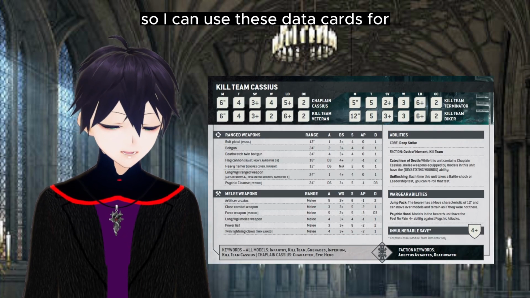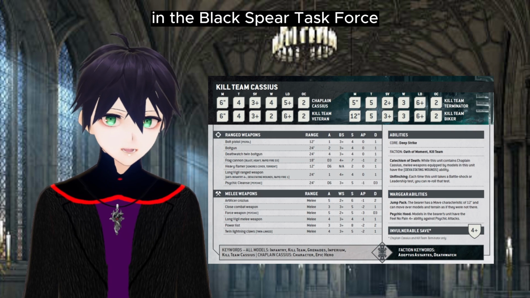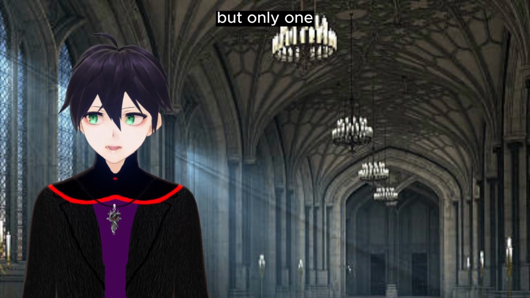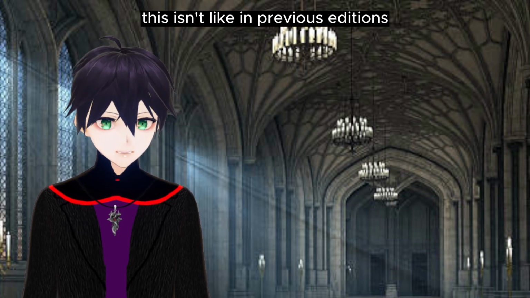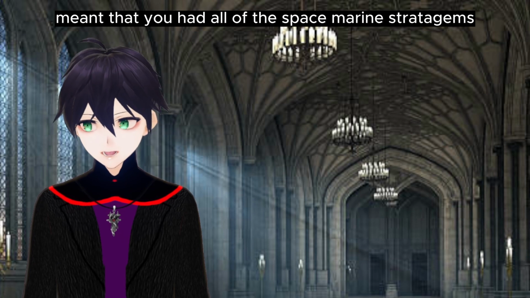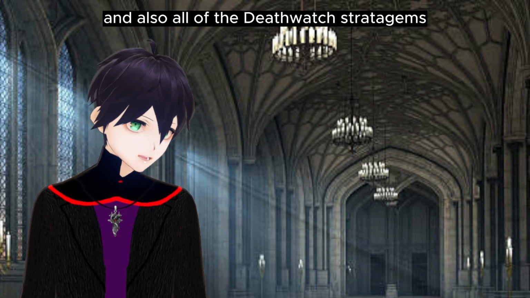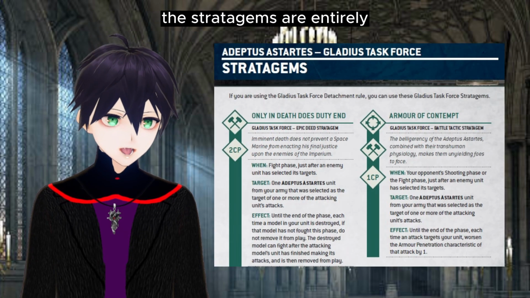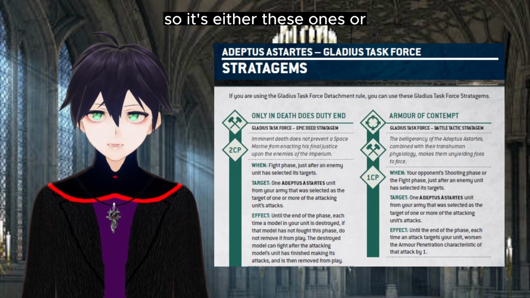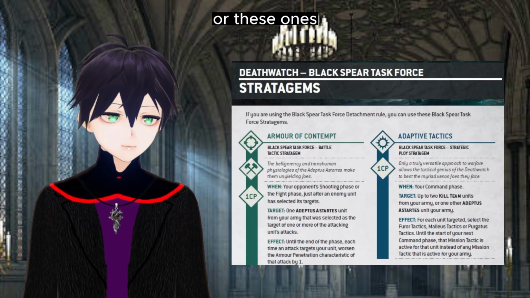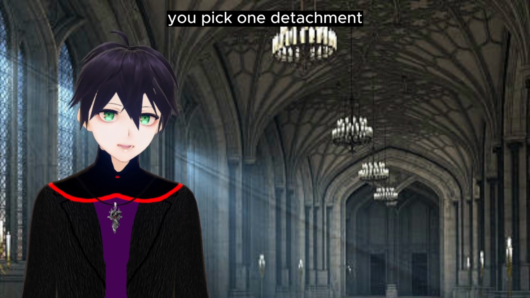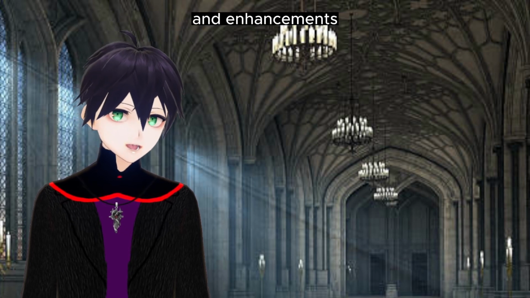So I can use these data cards for the Deathwatch in the Black Spear Task Force or in the Gladius Task Force, but only one. This isn't like in previous editions, where being Deathwatch meant that you had all of the Space Marine stratagems and also all of the Deathwatch stratagems. The stratagems are entirely linked to which detachment you have, so it's either these ones or these ones, depending on how you've arranged your detachment. You pick one detachment and you get its associated stratagems and enhancements.